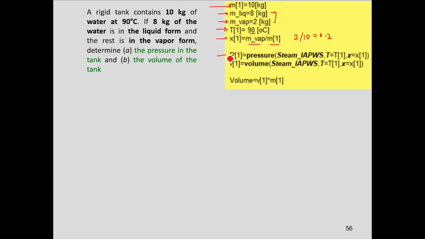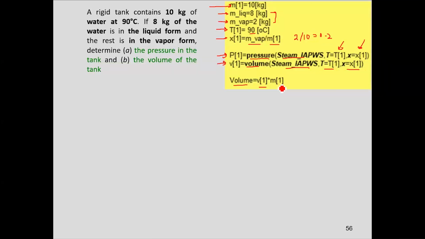You have to determine the pressure. So pressure is stored in column P row 1. How do you find it out? You use the pressure function, steam table, specify one property as temperature, which is stored in column T row 1, and another property as x, which is stored in column x row 1. You have already stored that value. Similarly, for specific volume, use the volume function. When you have to find out the volume, you just multiply the specific volume stored in column V row 1 by the total mass stored in column M row 1.